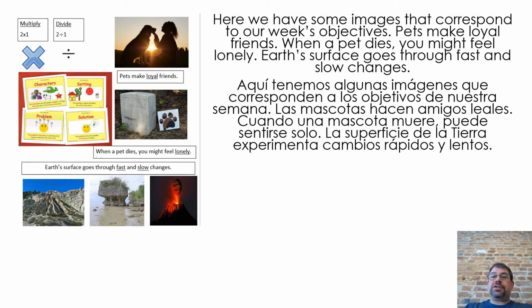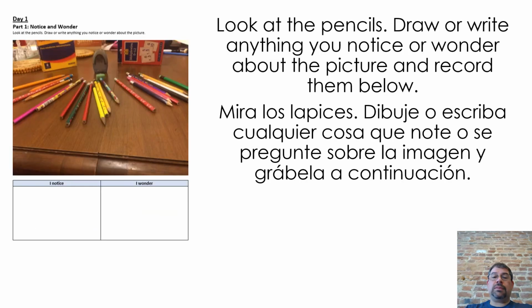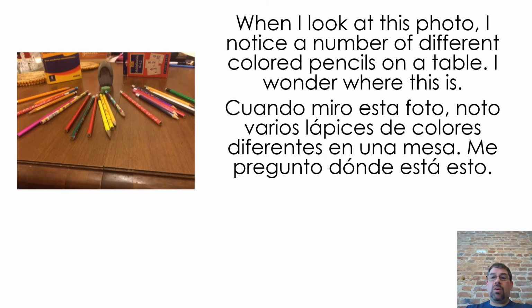Here we have some images that correspond to our week's objectives. Pets make loyal friends. When a pet dies, you might feel lonely. Earth's surface goes through fast and slow changes. Look at the pencils. Draw or write anything you notice or wonder about the picture and record them below. When I look at this photo, I notice a number of different colored pencils on a table. I wonder where this is.